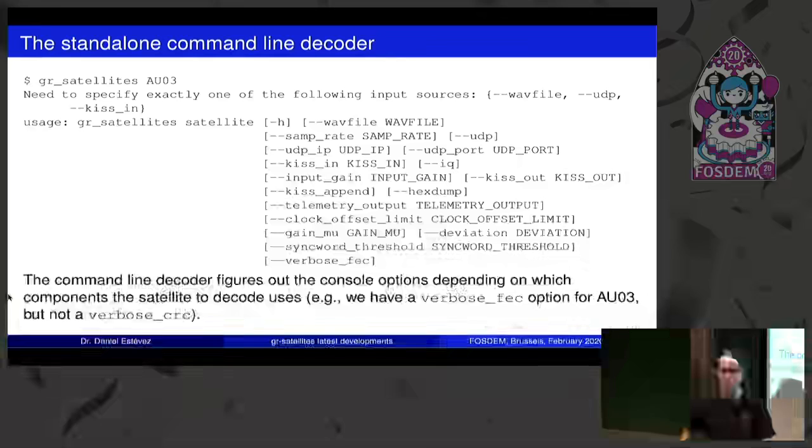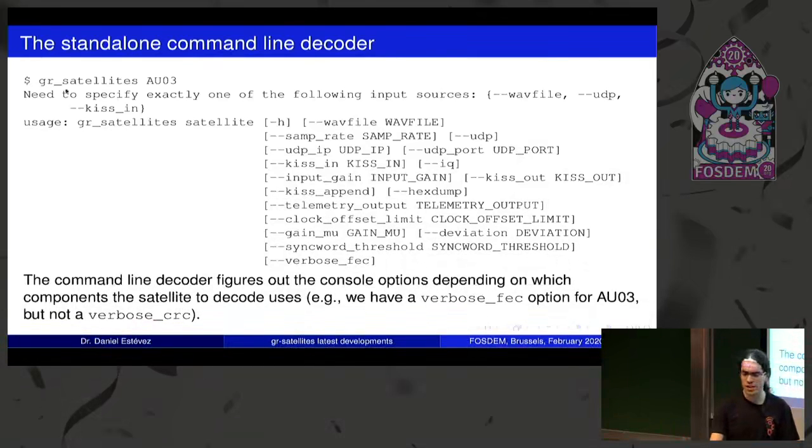The standalone command line decoder looks like this. So you need to run it like gr_satellites and then the name of the satellite, because the amount and type of command line parameters you get depends on what sort of functionality is needed to decode the satellite. So for example, for this particular satellite, we have forward error correction decoding, so there's a verbose forward error correction option, but there's no CRC, so there's no verbose CRC option. So the way this works is when you run gr_satellites AU03, it looks at the SAT-YAML file, it figures out what kind of component blocks it needs to put together to decode this particular satellite, and then it asks every one of those component blocks what kind of command line options would you like to put into the whole command line set.